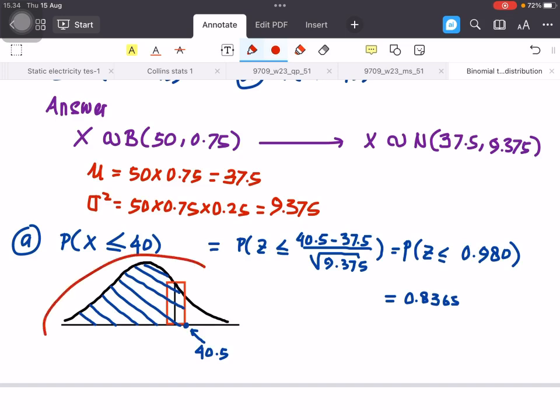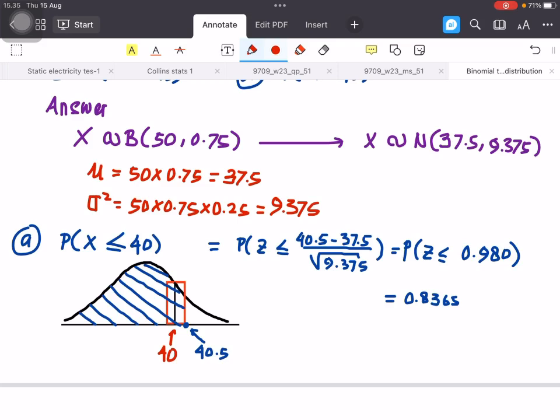Let's draw the diagram first. This is the diagram. 40 is approximately here, and this one is the bar for x equals 40. And remember that we include x equals 40. So that's why in this diagram I also shade the rectangle here, the rectangle for 40. So I shade until this part.